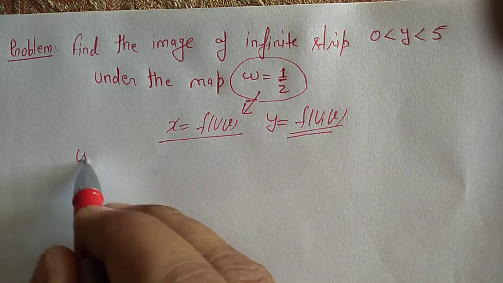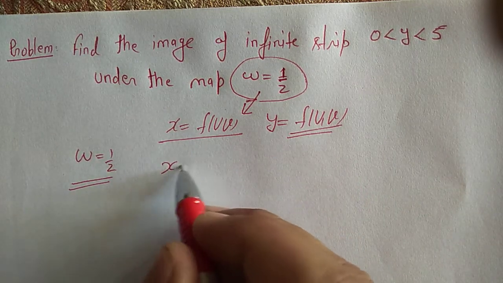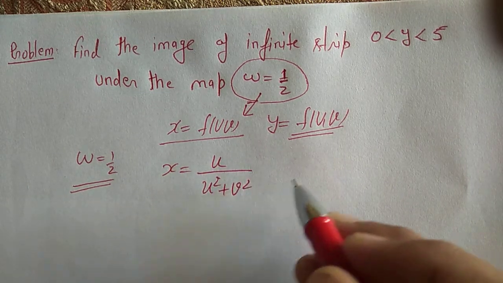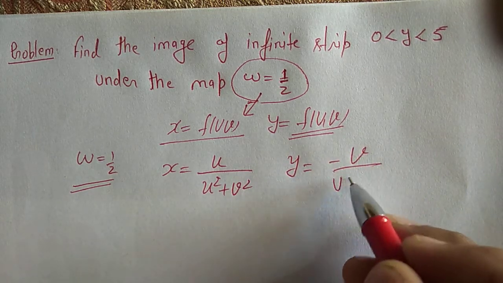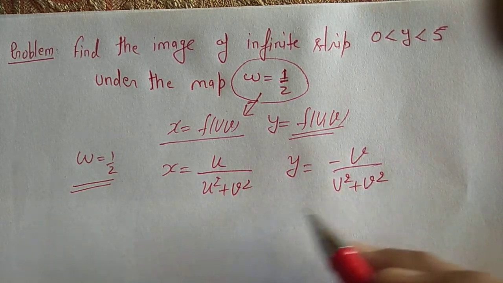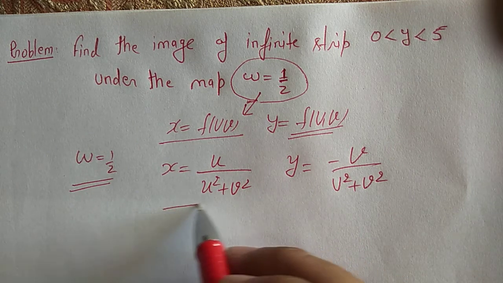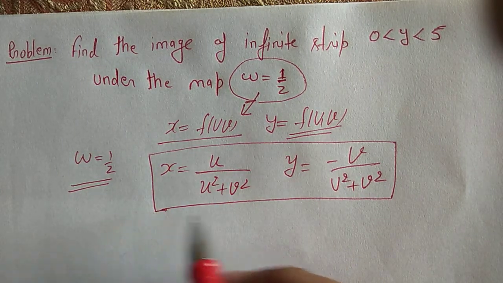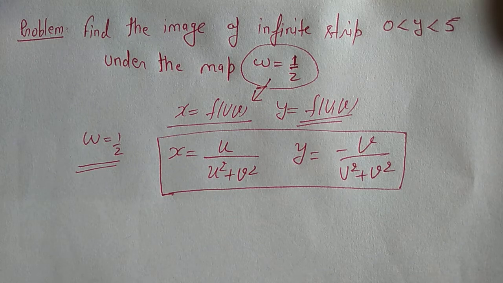So for this transformation w equal to 1 by z, x equal to u upon u square plus v square, y equal to minus v by u square plus v square. You may refer to my second video for this relationship, where we have derived how it comes. So now let us discuss one by one.